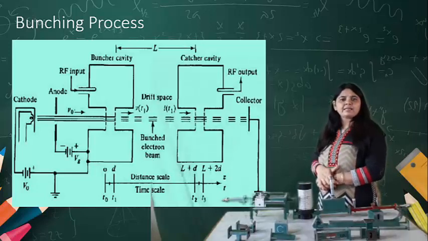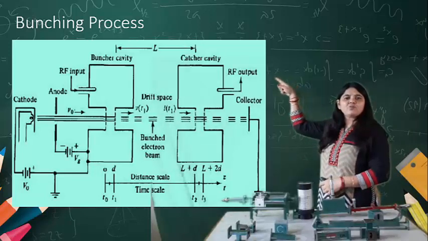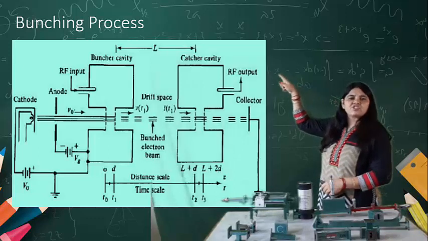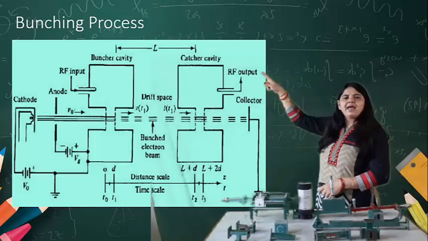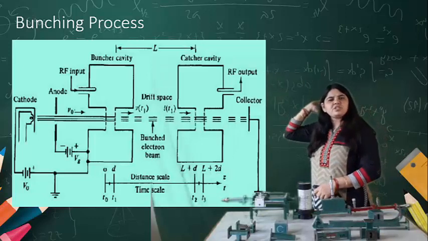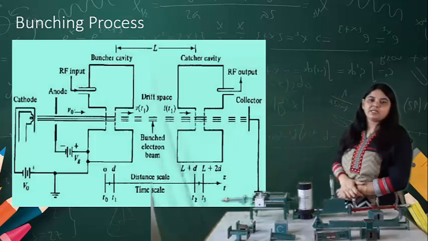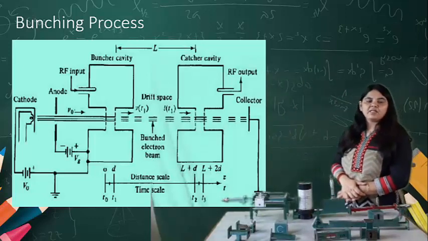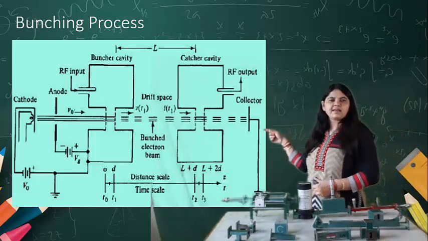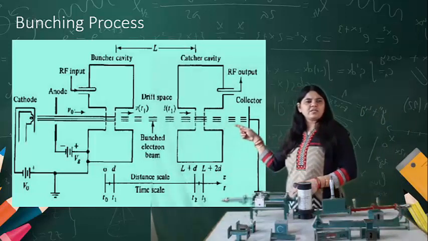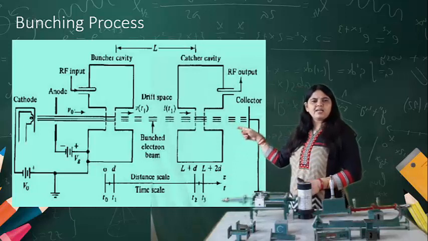From where are we taking the output? We are taking the output from the catcher cavity. The length for this buncher cavity and the catcher cavity is the capital L. Now here you can see that the electrons are traveling from the cathode to the anode.